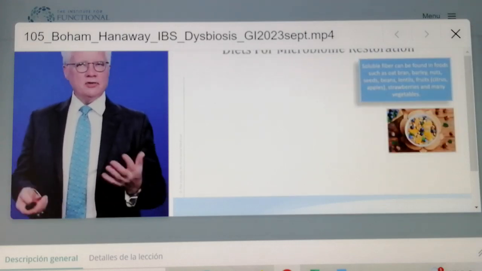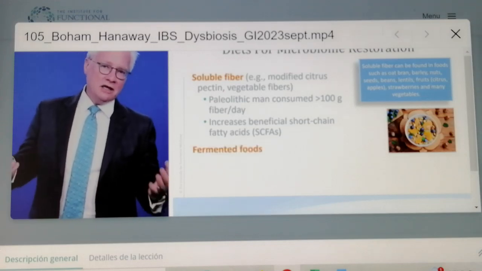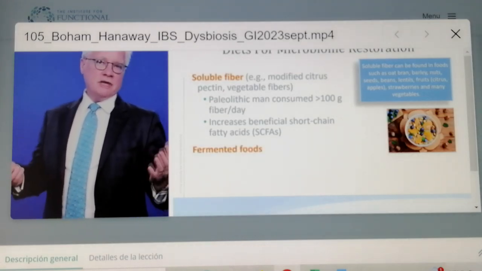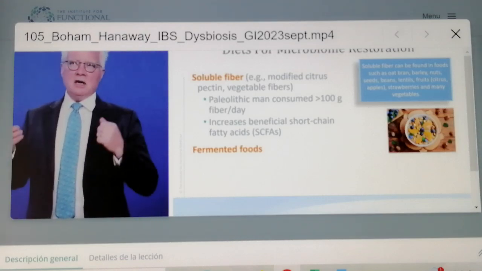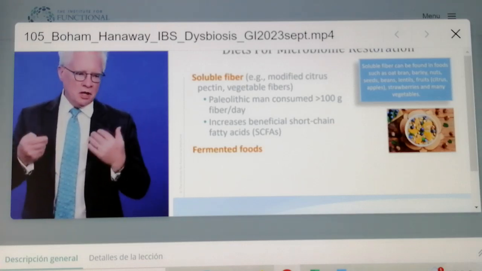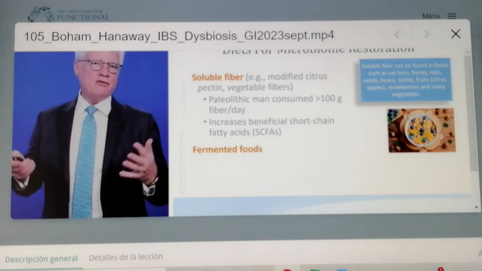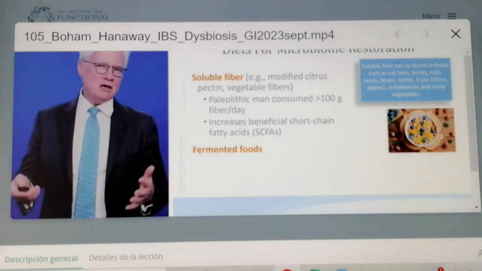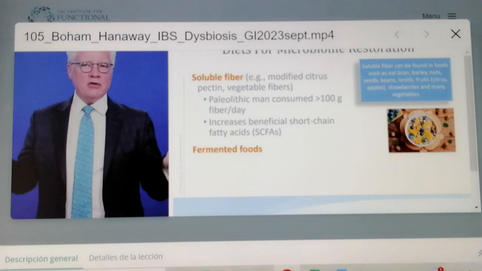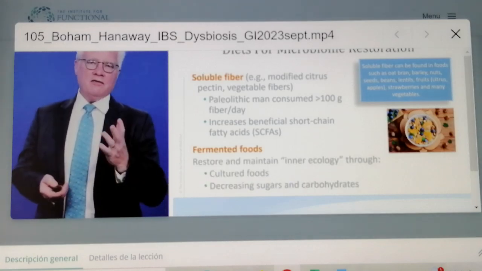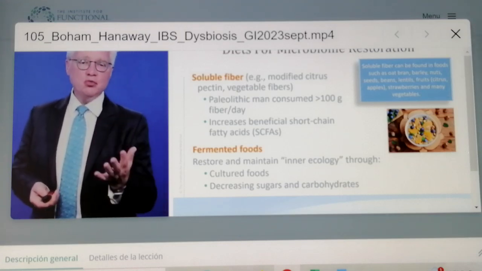But the diet for restoring the gut microbiome is the key thing. And as we get into it, again, not unlike the ACG guidelines that I talked about in the last session, soluble fiber, looking at modified citrus pectin, partially hydrogenated guar gum, acacia root, as well as many other forms of soluble fibers. These are key factors. Paleolithic man and woman ate more than 100 grams of fiber per day. In our culture, we consider a diet of 35 grams of fiber to be super high.